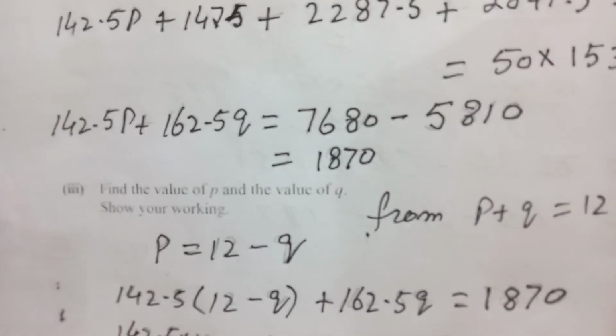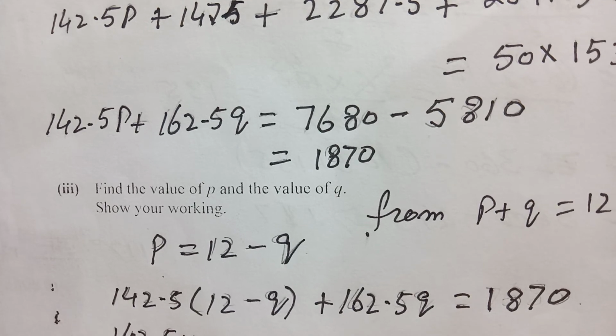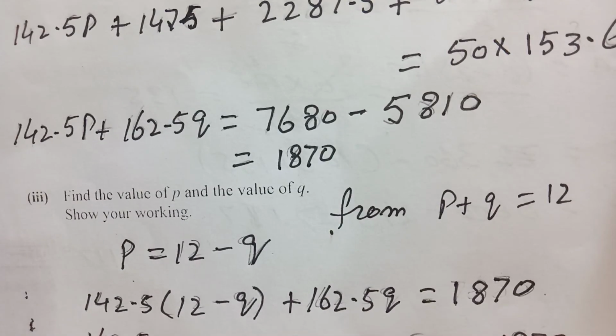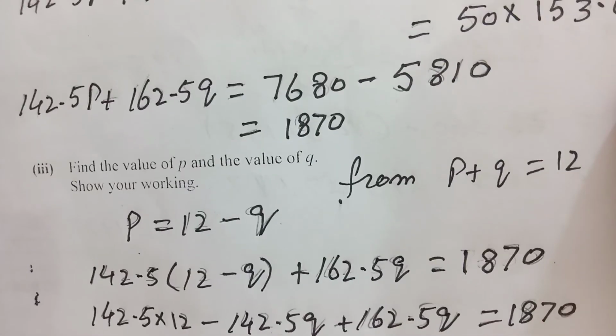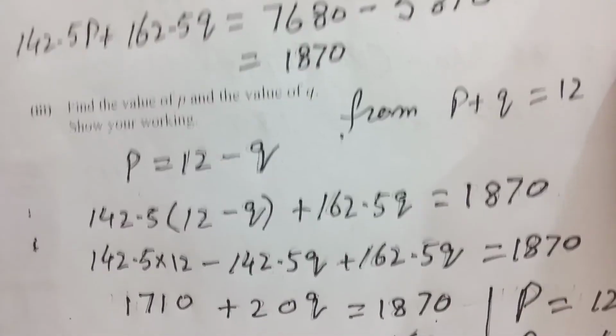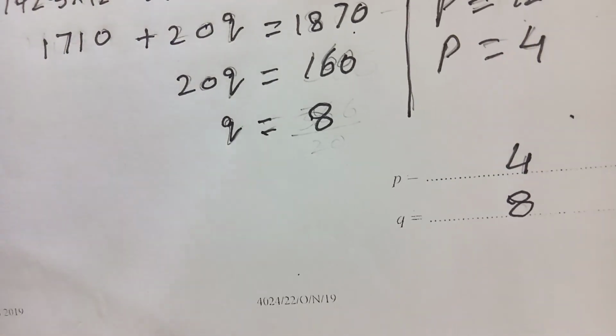Now he is asking to calculate the values of P and Q. From the first equation, P plus Q equals 12, we will get P equals 12 minus Q. So substitute this value in the second equation. So we will get the values of P and Q. P equals 4 and Q equals 8.